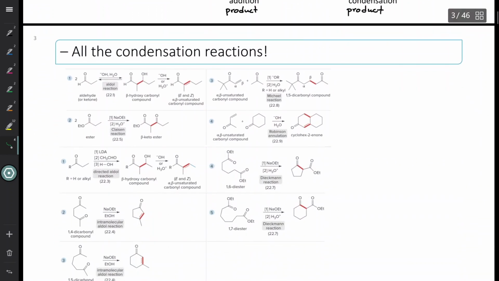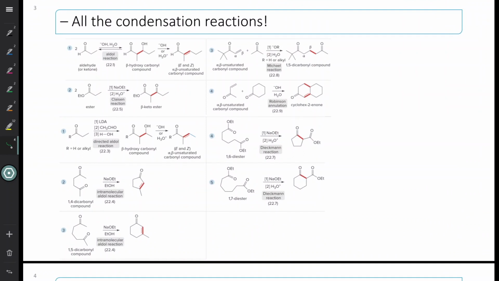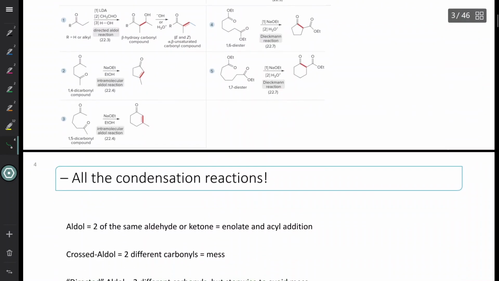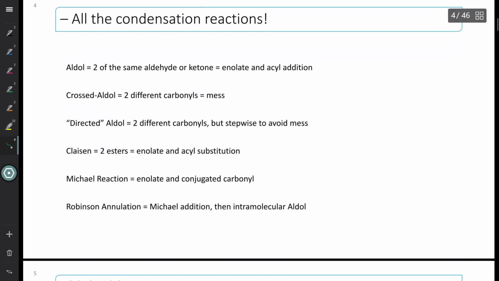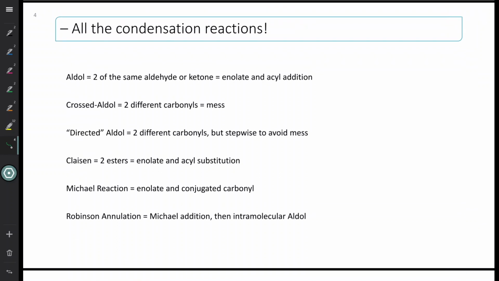Here are all the condensation reactions that we're going to cover, but don't worry, a lot of them are basically very similar and use the same mechanisms that we've already learned for carbonyls and enolates. Now, here is sort of a list of all the ones that we are going to learn in this chapter. The aldol is the most important, the first one we're going to learn.